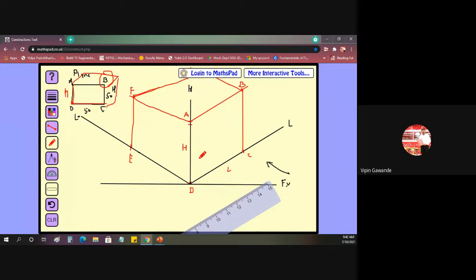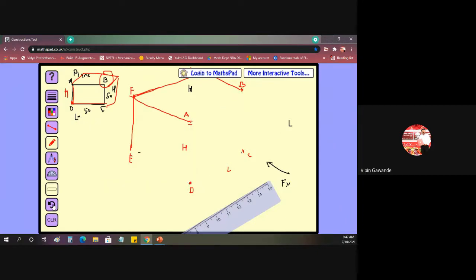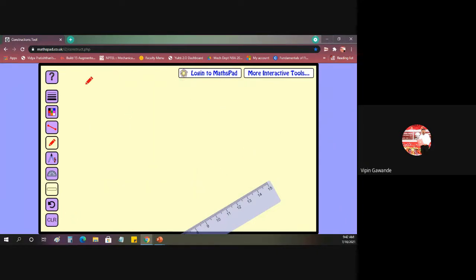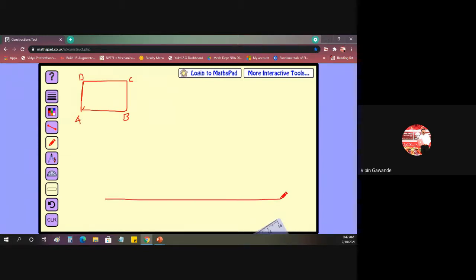Now here we have drawn a vertical rectangle. Let us see how to draw the horizontal rectangle. For a horizontal rectangle, again you have to take one horizontal line and draw one vertical line here as a reference. Then you have to take a 30-degree angle in this direction and a 30-degree angle in this direction.